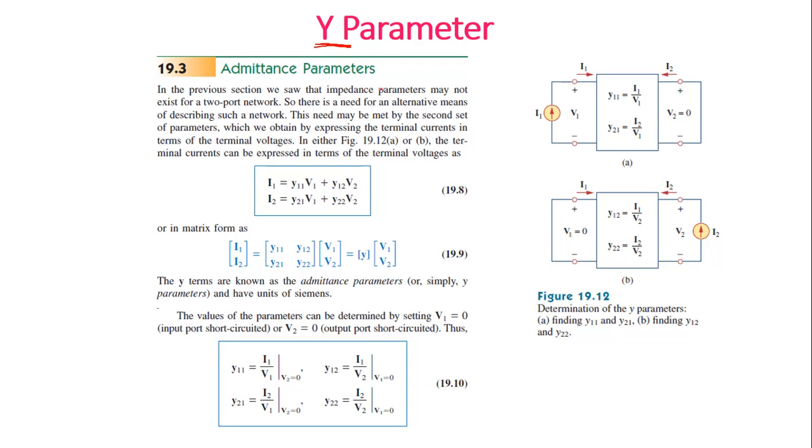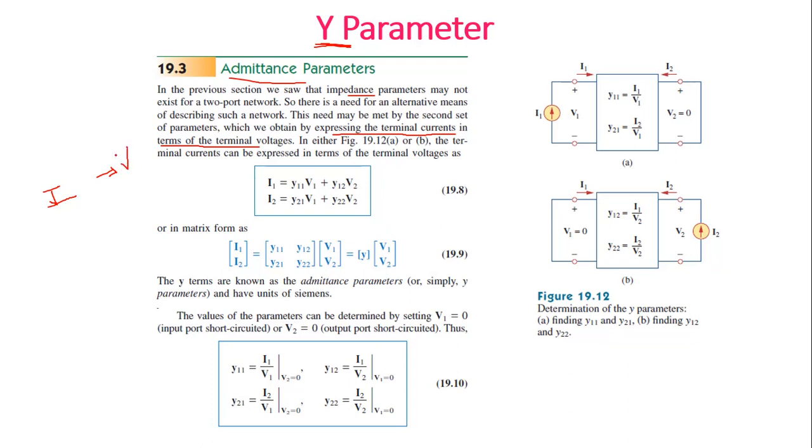So in the previous section we saw that the impedance parameters may not exist for a two-port network. So there is a need for alternative means of expressing some other parameters. We will be defining admittance parameters in this section. In the case of admittance parameters, we are going to express the terminal currents in terms of terminal voltages, that is, terminal current I in terms of V.